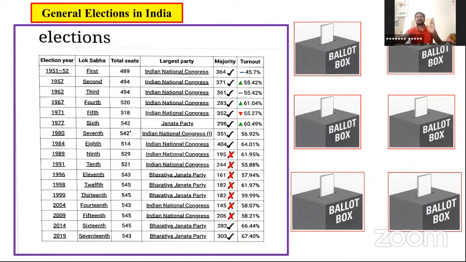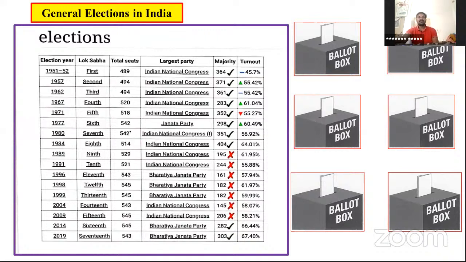The first general elections was held in 1952. The 17th general elections was held in 2019. Totally, we have conducted 17 general elections after the establishment of the Election Commission of India.